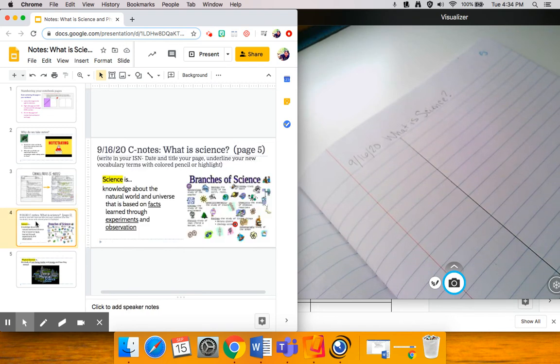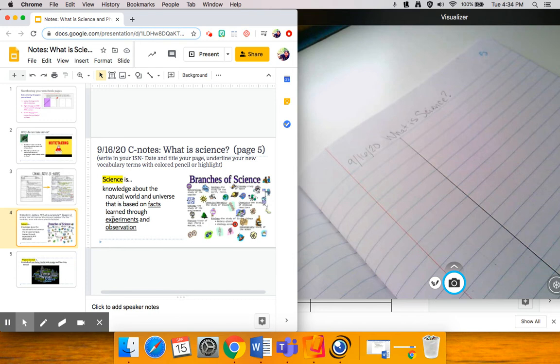And we're going to start writing in our ISN. ISN is an abbreviation for Interactive Science Notebook. So sometimes instead of writing all of that out or notebook out, I'll just say take out your ISN. We've dated and titled our page. And then the directions also tell us to underline new vocabulary terms with colored pencil or highlight. If you don't have a colored pencil or a highlighter, then you can just underline them with your pen or pencil, whatever you're using to write with.